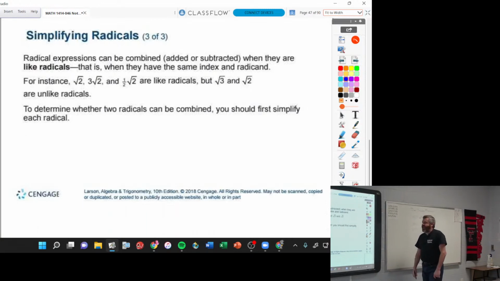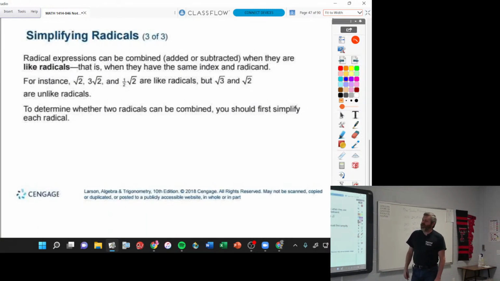Radical expressions can be combined by adding or subtracting. Just like when you were adding and subtracting x plus x is 2x, right? x and x, it's the same. So x plus x gives you 2x. A lot of times when you're working with radicals, think of them as variables.